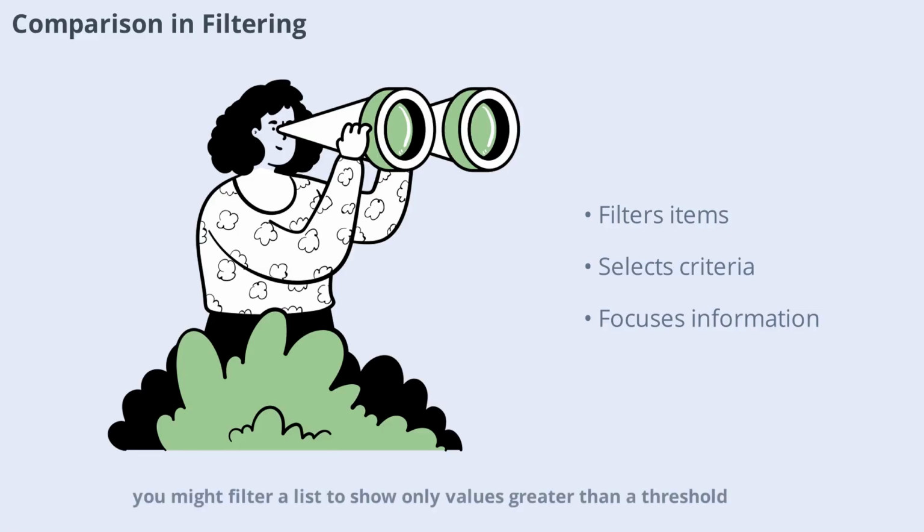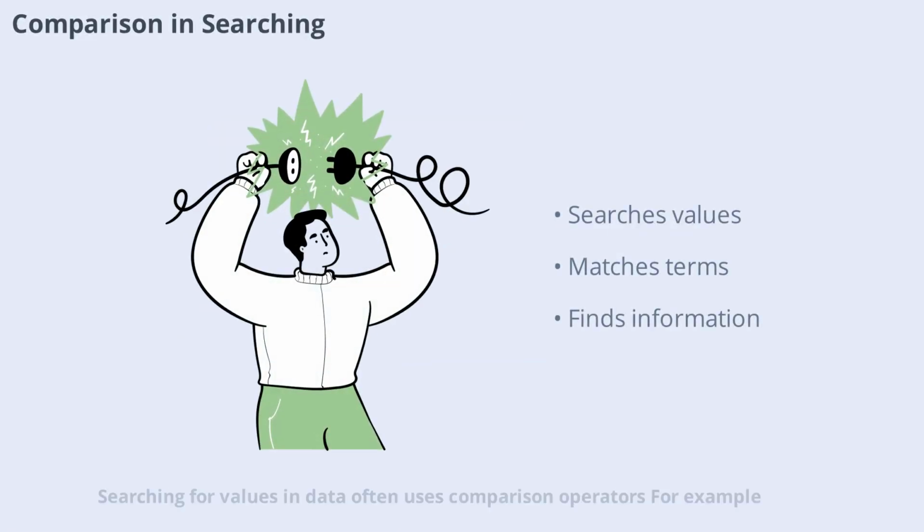For example, you might filter a list to show only values greater than a threshold. This helps you focus on relevant information and ignore the rest. Searching for values in data often uses comparison operators. For example, you might check if a value matches a search term or if it meets certain conditions. This makes it easy to find information quickly and accurately.